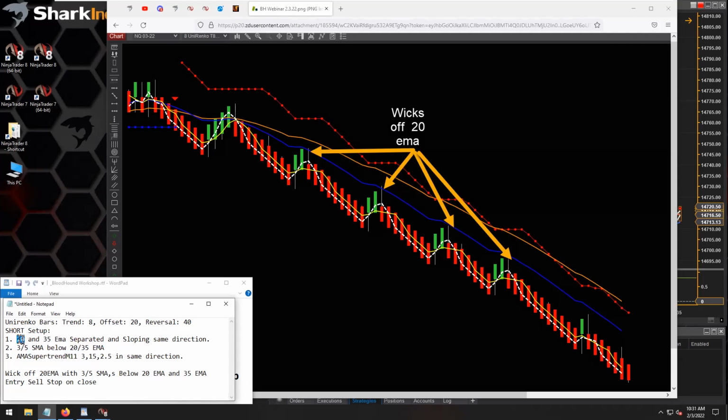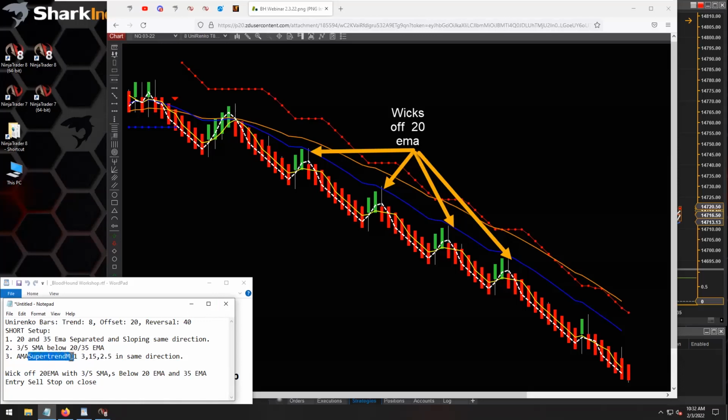So we have a 20 and a 35 EMA, with some separation there. We can see the blue and the orange line there are the 2 EMAs. We want them sloping in the same direction, with some separation. And then we have really fast moving SMAs, the white lines on top of the Renko bars. We want those fast SMAs to be below both of the EMAs.